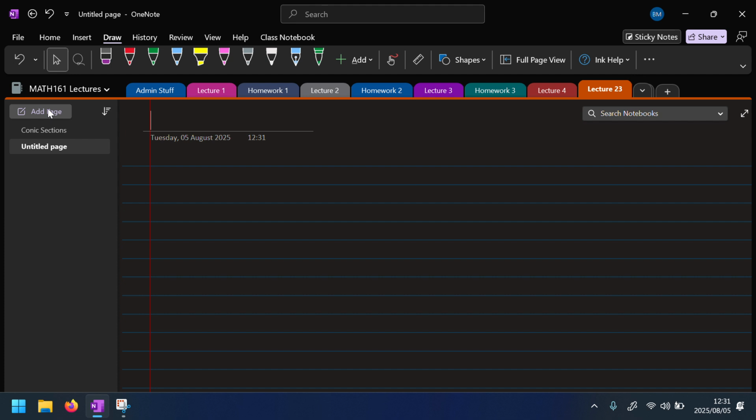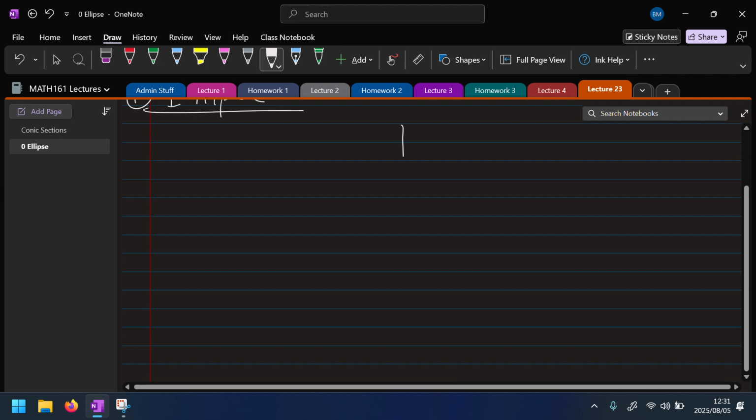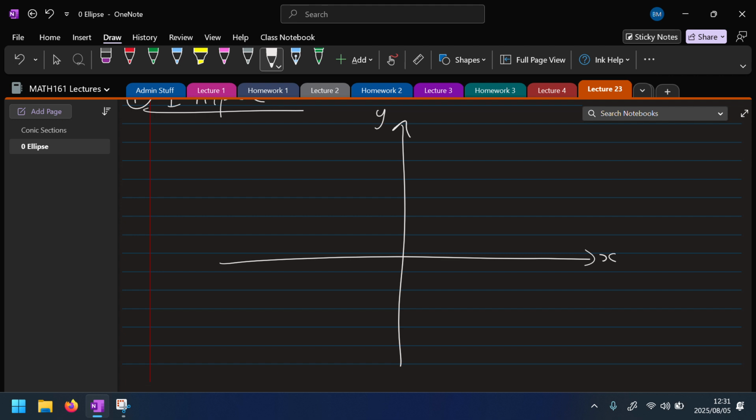Okay, so number one, the ellipse. So how do we define the ellipse in the XY plane? So let's draw in our Cartesian system here. So we've got X and Y. We're going to have some shape that we're going to call the ellipse. Something like that. Very rough sketch. Okay, so how do we define this shape?